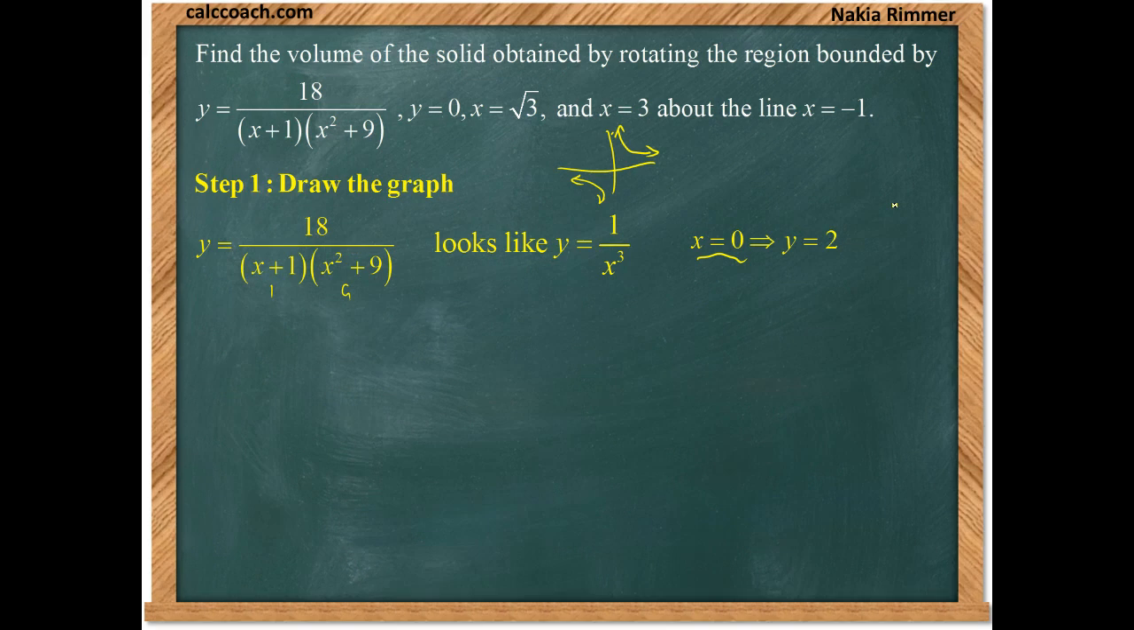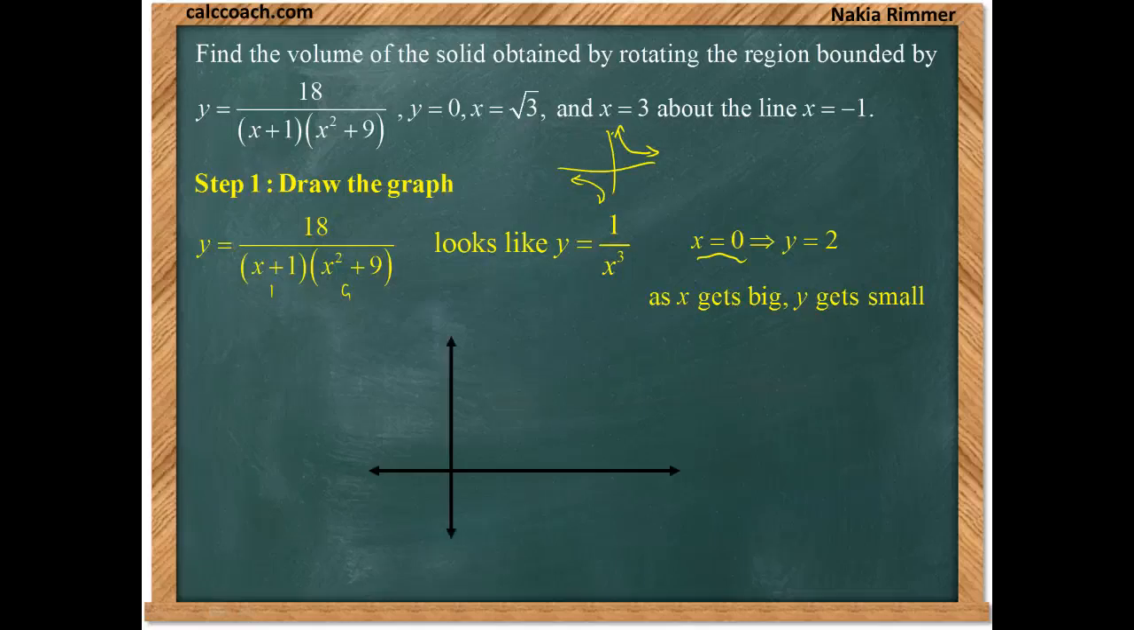And then as x gets large, the denominator is going to get large while the numerator is staying at 18. So y is going to get small. Pretty much that's all we need. When x is 0, we hit 2, and then we decrease down, asymptotically approaching y equals 0.